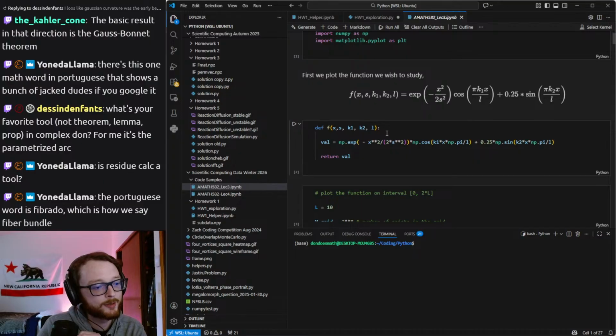The Portuguese word is vibrado, which I'm probably saying wrong. Which is how we say fiber bundle. Oh, and that's what shows you a bunch of jacked dudes. That's funny.